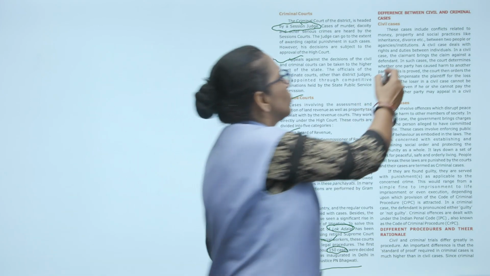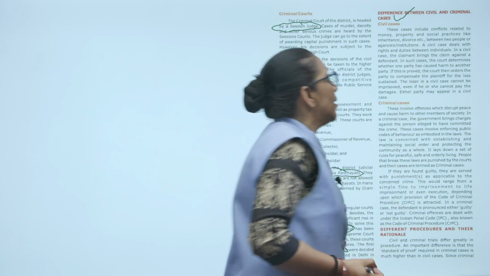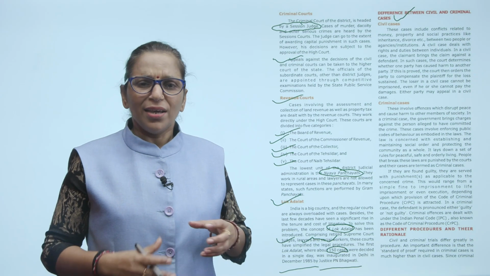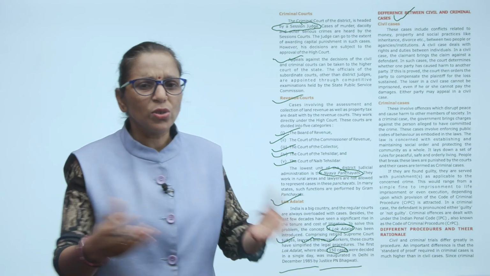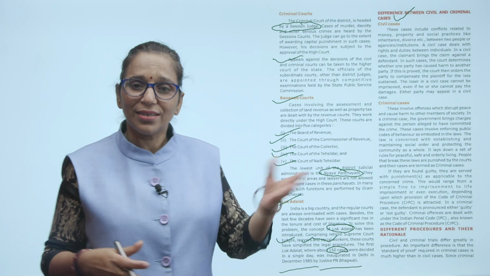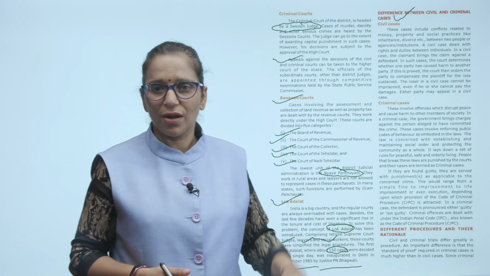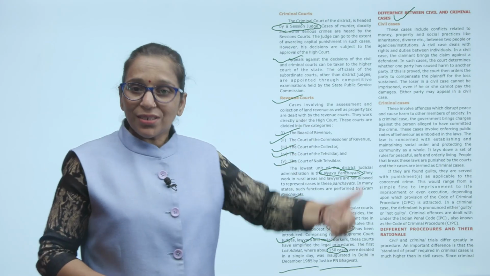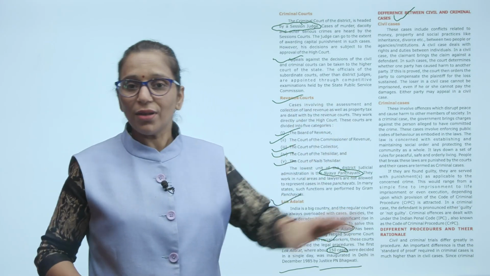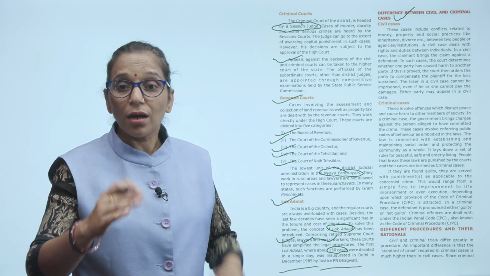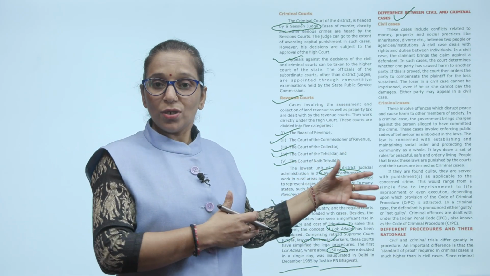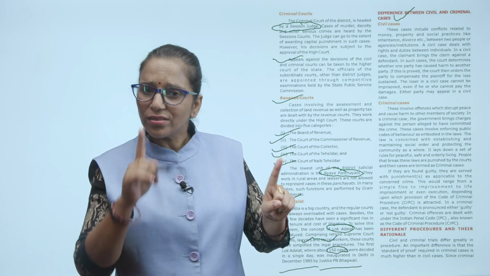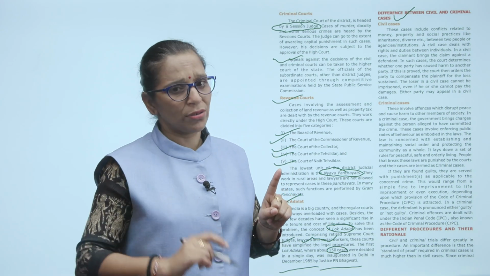Now moving to the differences between civil and criminal cases. Civil cases include conflicts related to money or property or social practices like inheritance, divorce, etc., between two people or agencies. So a civil case deals with the rights and duties between individuals. In a civil case, the claimant brings a claim against the defendant. In such a case, the court determines whether one party has caused harm to the other party or not.